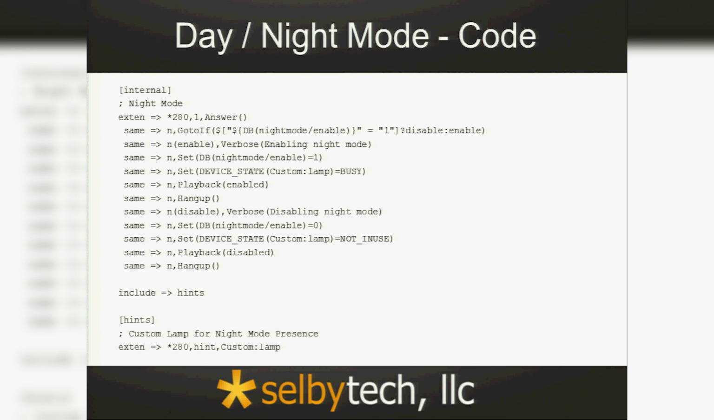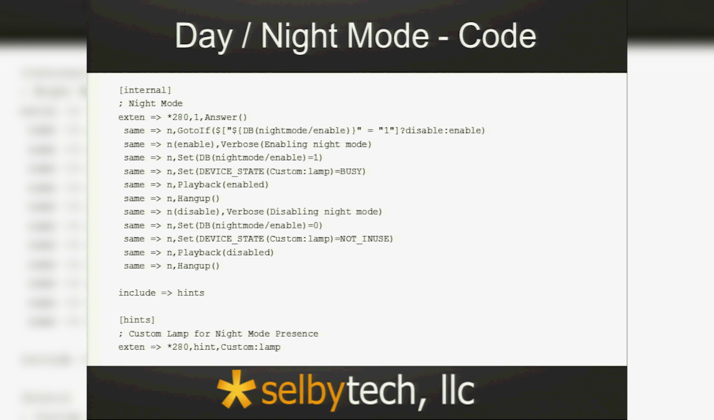You can hit the same button to disable it. You have the GotoIf check here to tell you whether or not to go to disable or enable. And again, you change the custom lamp state to not in use, and it'll take off the little blinky presence indicator. And you get the playback for disabled. And then you have hints. You have a hint for star 280, custom lamp.